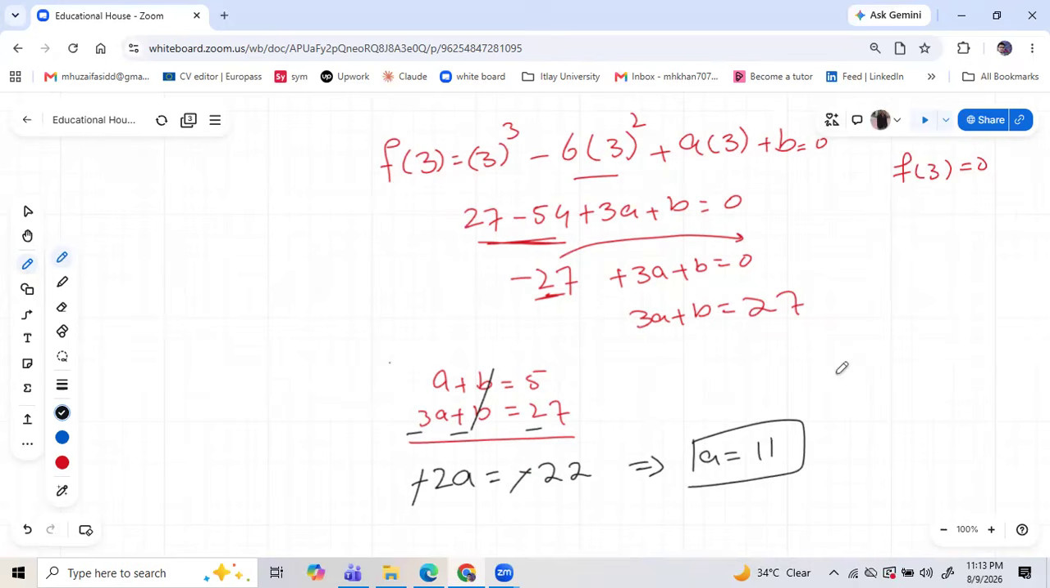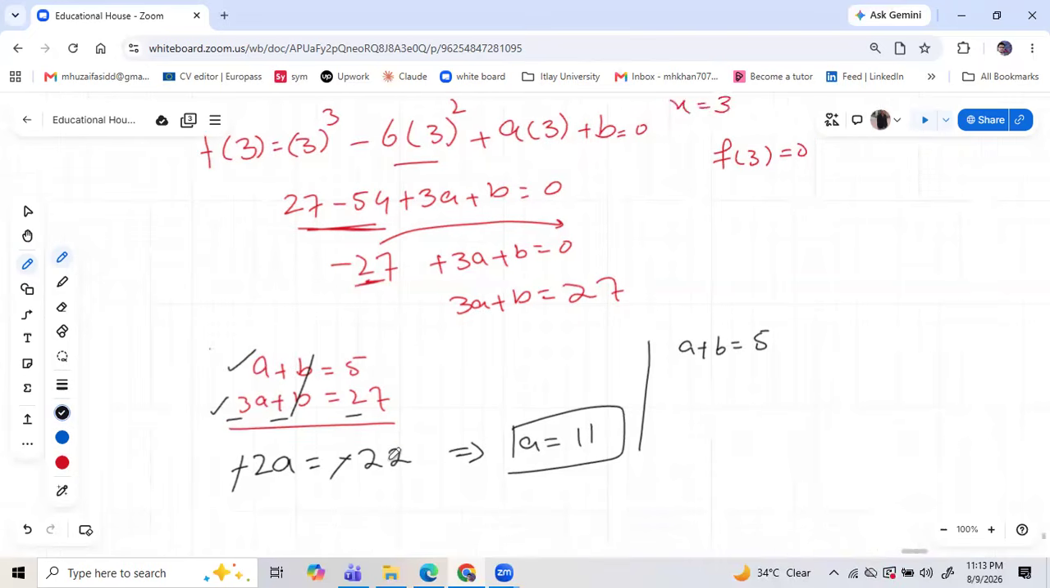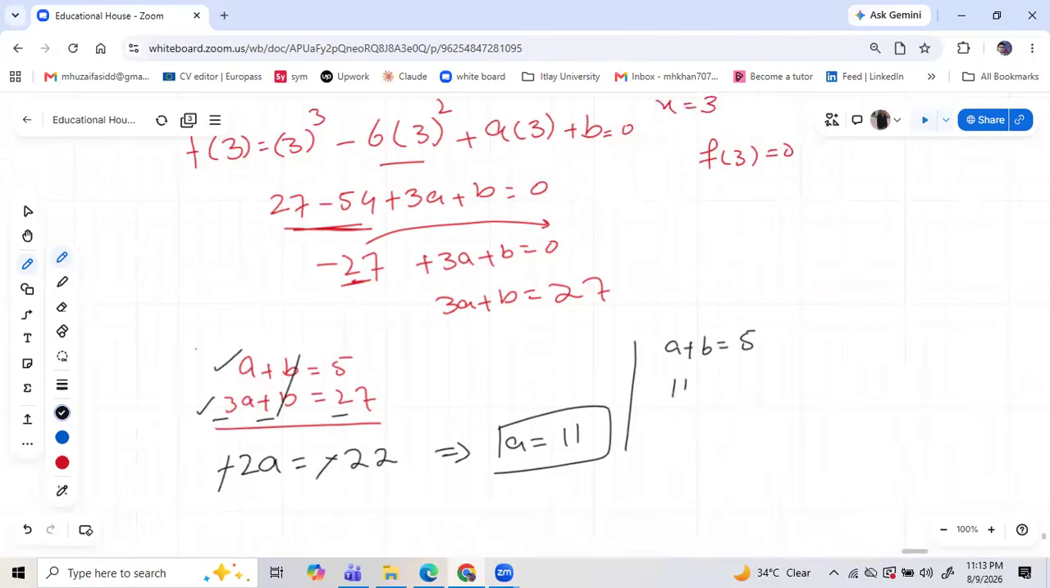And now we want to find the second value, b, from a plus b is equal to 5. Now our last target is to find the value of b. Whether I put it here or in the other equation is totally up to us, but in the first equation we have the simplest calculation, and this is the easiest. That's why we are putting it here. So 11 plus b is equal to 5, so b is equal to 5 minus 11. This gives us b is equal to minus 6. Okay, did you get it?